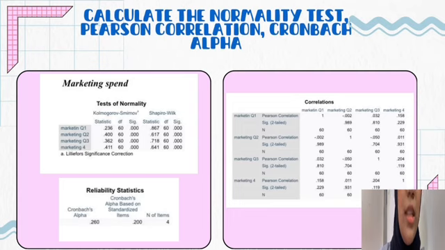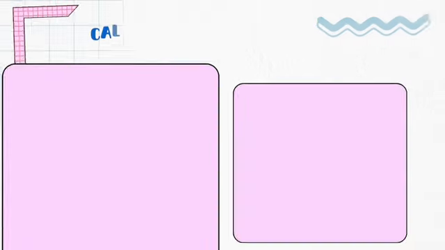Pearson correlation. This test shows how strongly marketing spend in one quarter is related to another quarter. The correlation value ranges between -1 and 1. Close to 1 is a strong positive relationship. Close to -1 is a strong negative relationship.